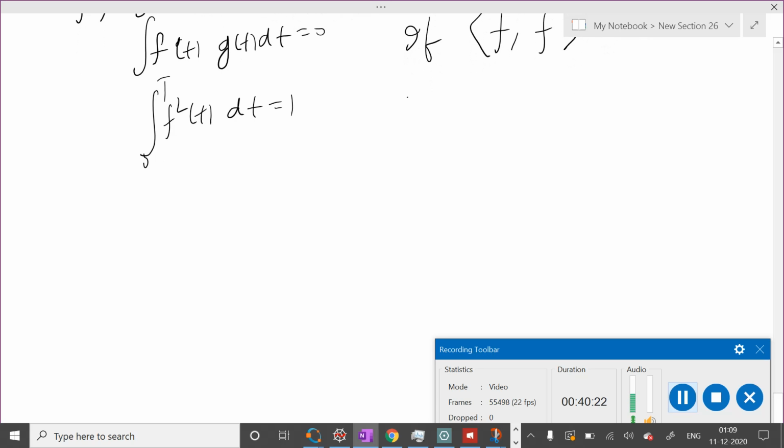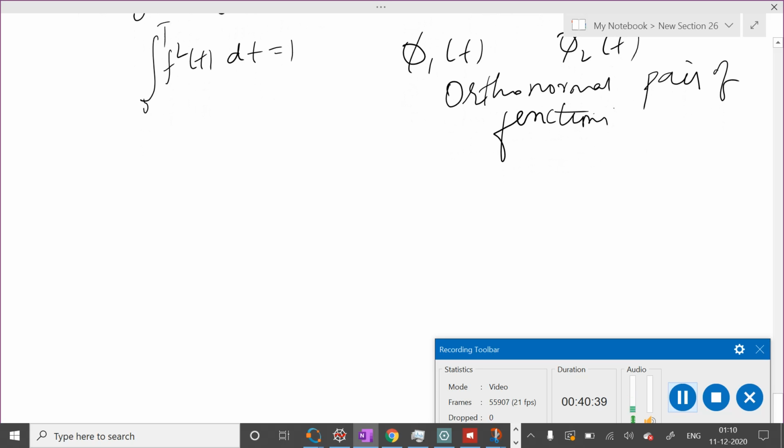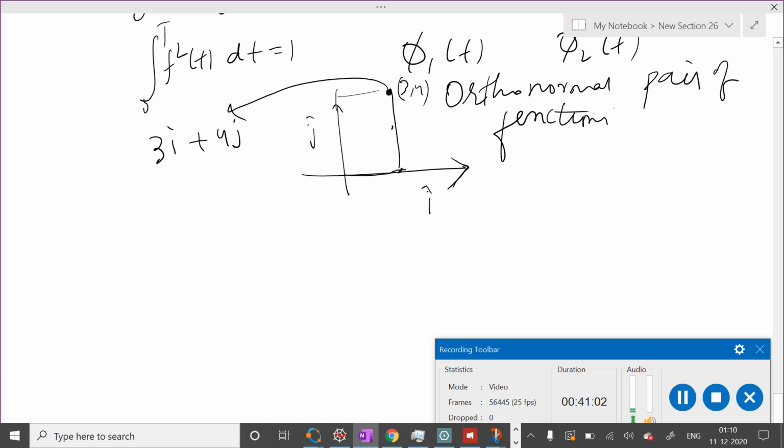In this sense, phi 1 of t and phi 2 of t as defined above form an orthonormal pair of functions. Like i, j, k is used to represent vectors, suppose you have 3i plus 4j. What is this? It is a point in the plane. You represent the i vector along the x-axis, the j vector along the y-axis, and you move 3 points here and 4 points here. So you say that this point (3, 4) represents this vector.